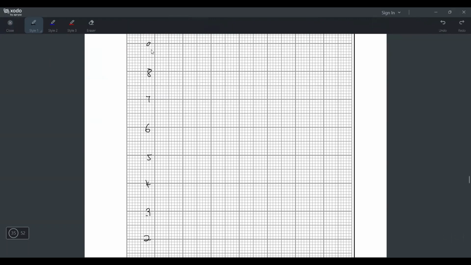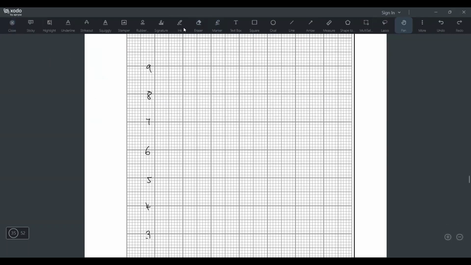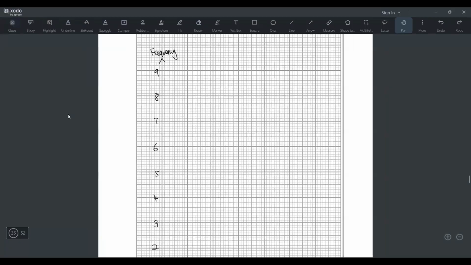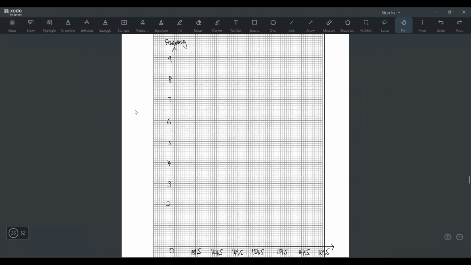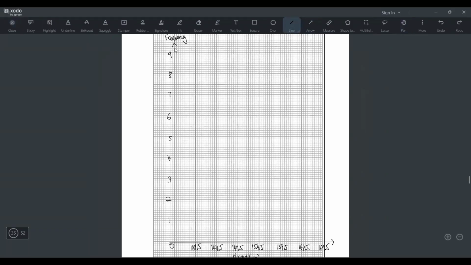Okay, now I will draw my axis. So it should be like this. And this one we have to write frequency, because for a histogram you use frequency, unless it's a cumulative histogram. Sometimes they will ask you to draw a cumulative histogram. A cumulative histogram has to use cumulative frequency. Okay, but this one is a histogram.